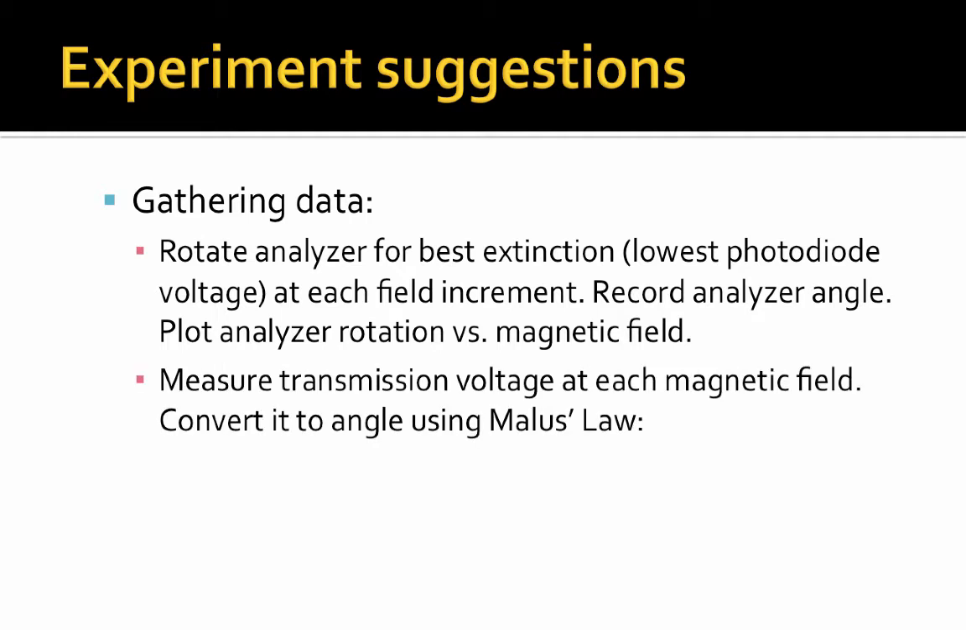Another technique is to record the transmission voltage at each magnetic field. The transmission voltage is going to be proportional to the intensity. So we can convert that to an angle measurement using Malus's law, where I over I naught is the current intensity divided by the maximum intensity, or whatever you want to use to normalize your intensity. So when you measure the transmission voltage, that is the same thing as measuring the intensity of the light.